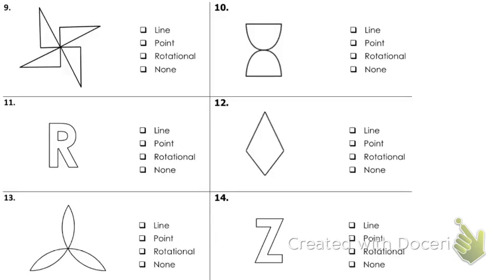Here's what I want you to do. I want you to do 9 through 20. I want you to do this whole page, 9 through 20. And when you have it, come and get it checked by me. And when you have them all right, I'll give you the worksheet.